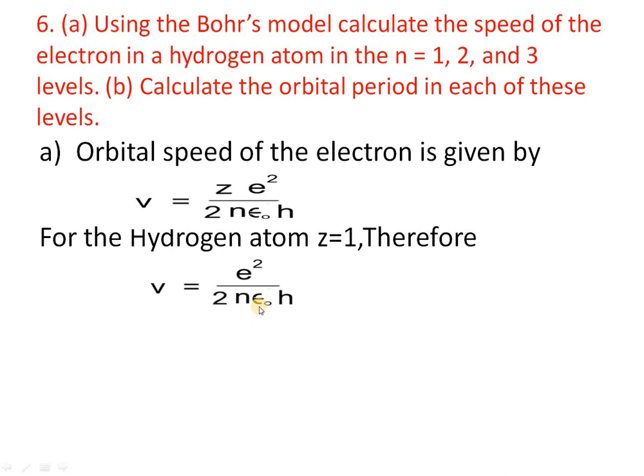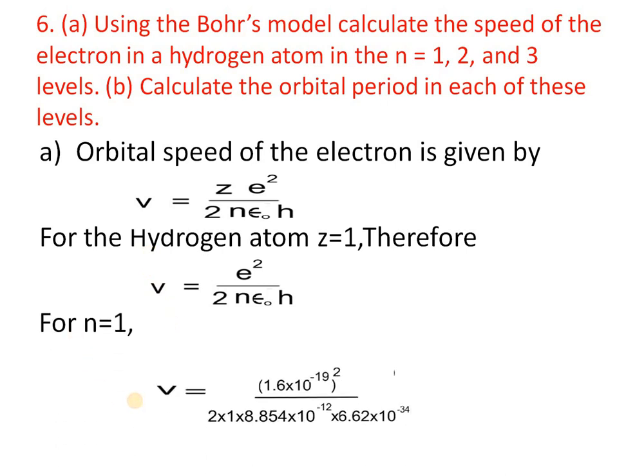Epsilon naught is nothing but permittivity of free space, h is Planck's constant. So we have to know the values of E, epsilon naught and h to calculate orbital speed of the electron in n is equal to 1 level. Now we are going to calculate.